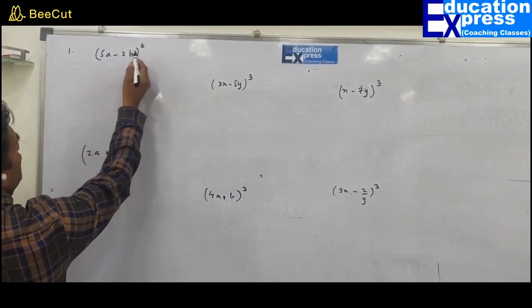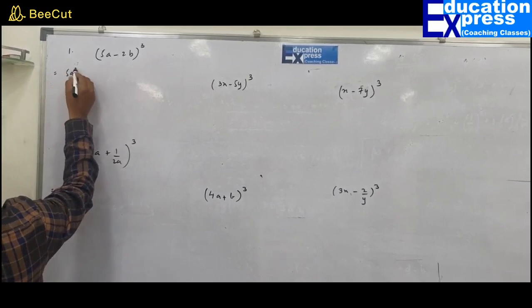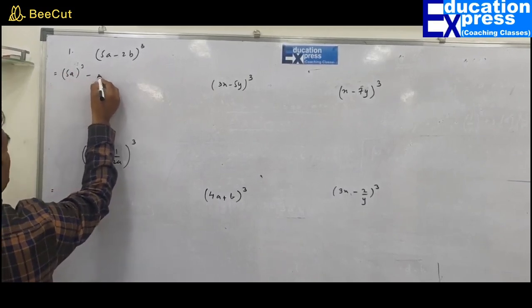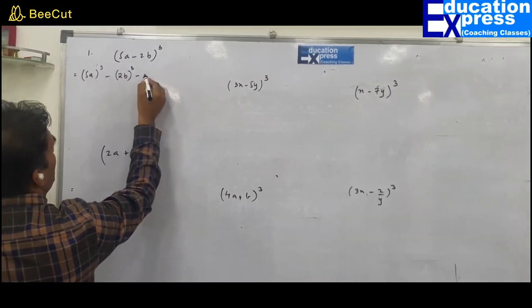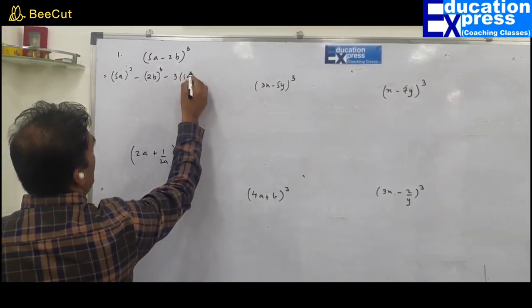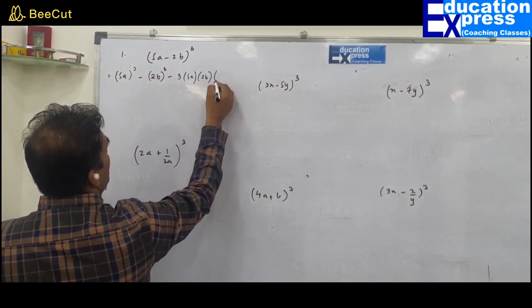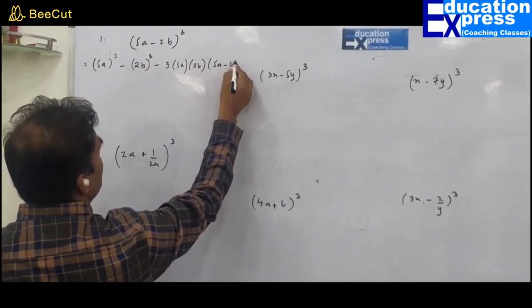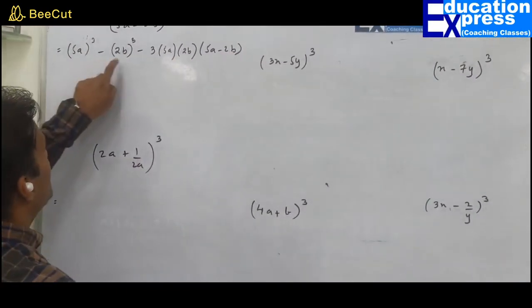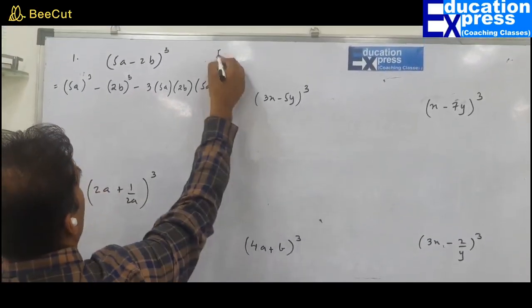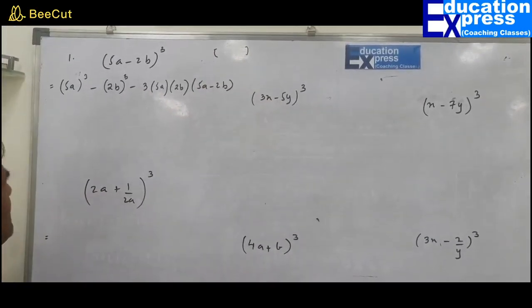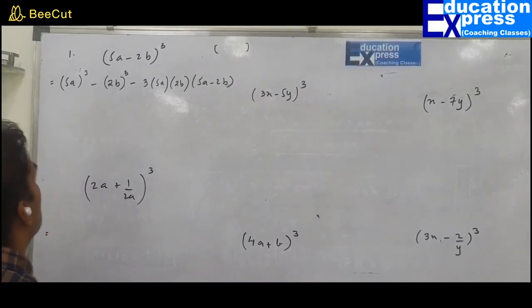(A minus B) the whole cube. That would be A cube minus B cube minus 3 into A into B (A minus B). A cube minus B cube minus 3AB (A minus B). You can write that identity, that means the identity of (A minus B) the whole cube.